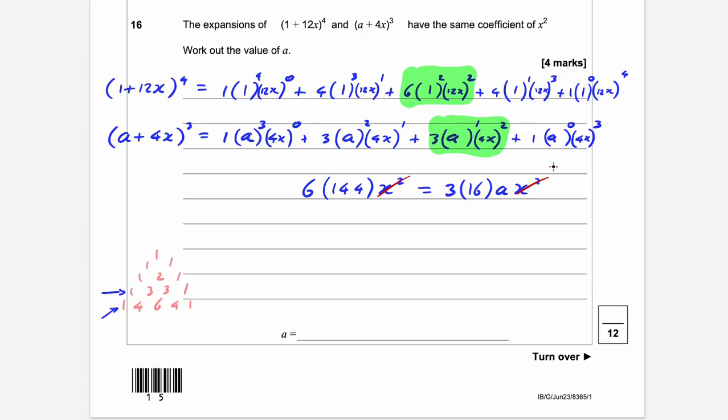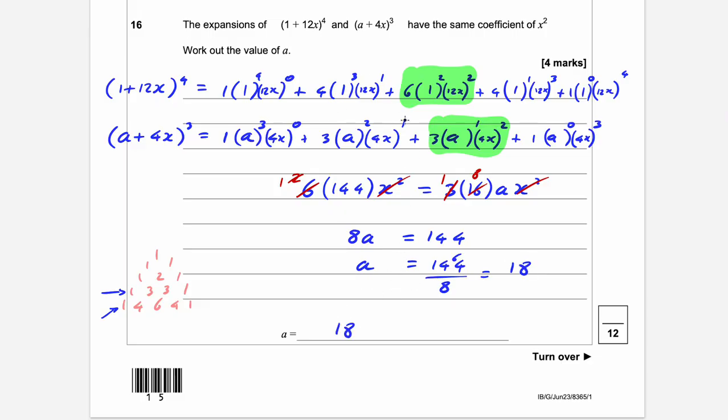Okay, so we will divide both sides by the x squared, so it's the coefficients that are equal. Then I'm going to divide both sides by 3. 3 into this goes once, 3 into this goes 2 times. I'll divide both sides, guys, by 2. 2 into this goes once, 2 into this goes 8. Okay, so now I have 8a equals 144. So a is equal to 144 over 8, which is equal to 18.